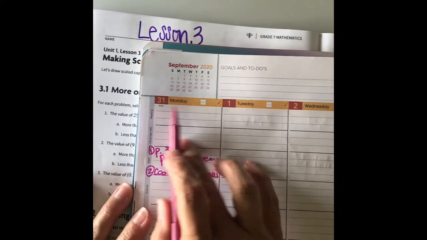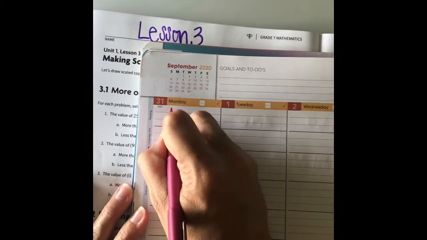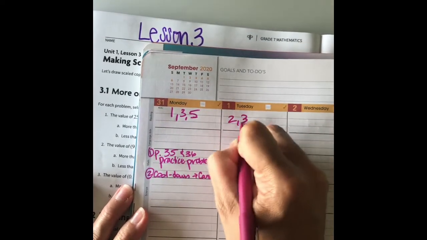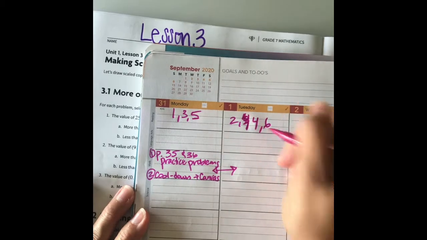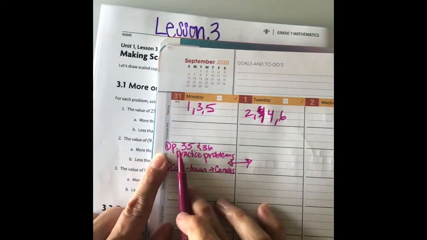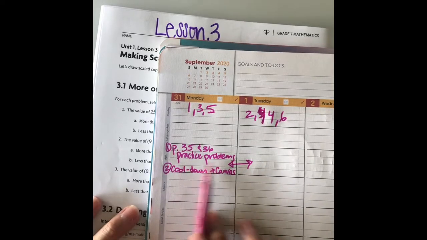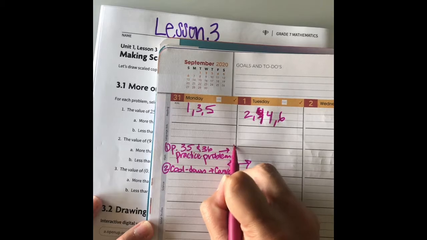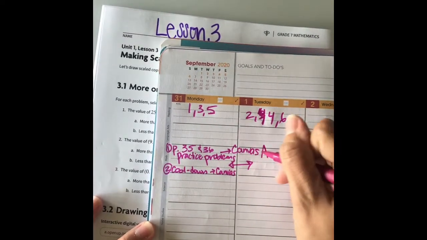Today is either Monday the 31st or Tuesday the 1st. It's the same work for both days. These are classes 1, 3, and 5, and this is for periods 2, 4, and 6. Oops, I wrote a 3. 2, 4, and 6. So the homework tonight is pages 35 and 36 in your math book. Those are the practice problems, and then the cool down on Canvas. You need to go onto Canvas and enter your answers onto assessments.